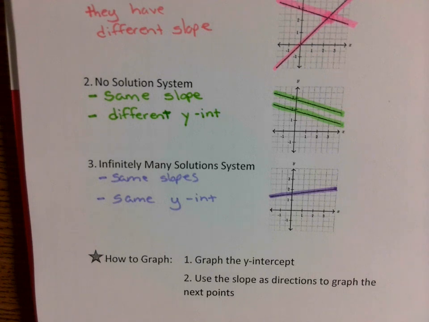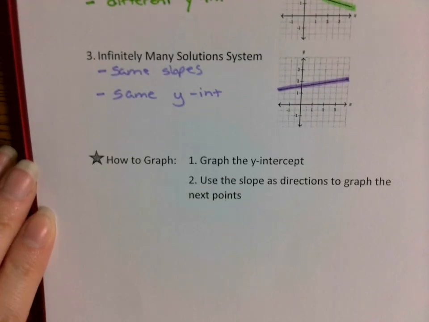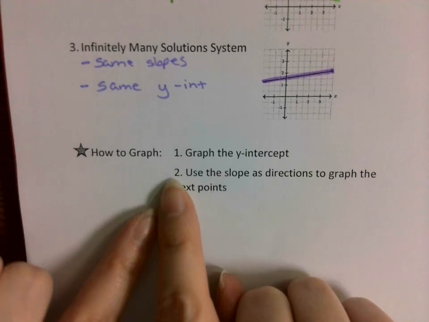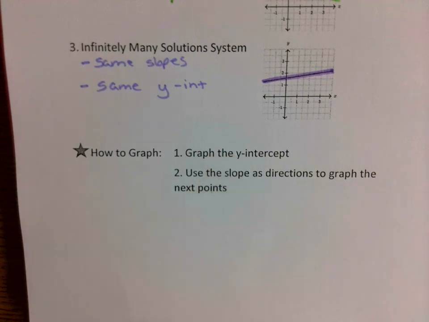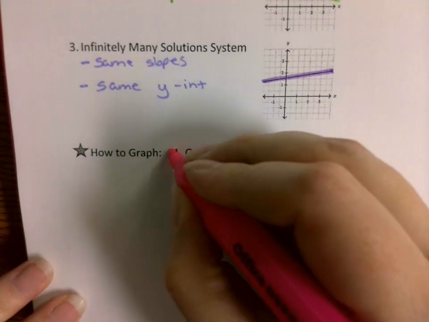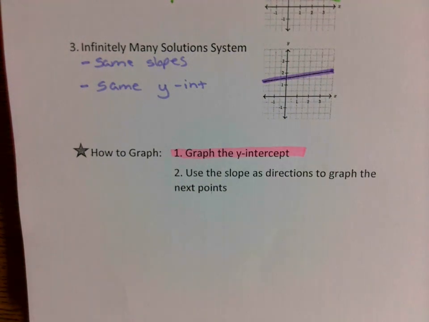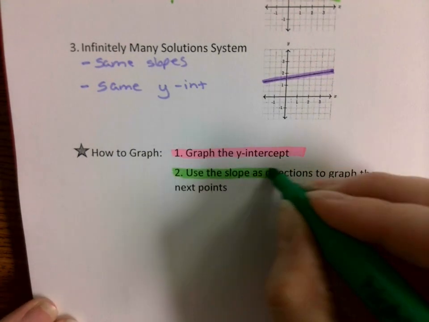Now, as always, I like to go ahead and give you that reminder of how to graph an equation. Remember, you must first graph your y-intercept. I'm going to highlight that in pink, that first step. That's always our first step. We always graph our y-intercept first. Then we use the slope as directions in order to be able to graph the next set of points.